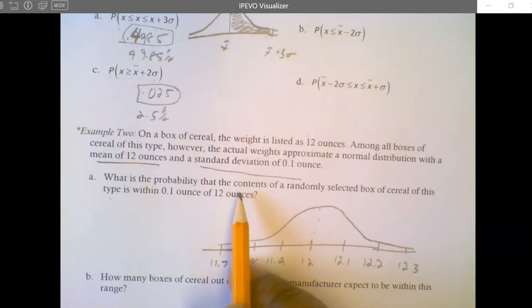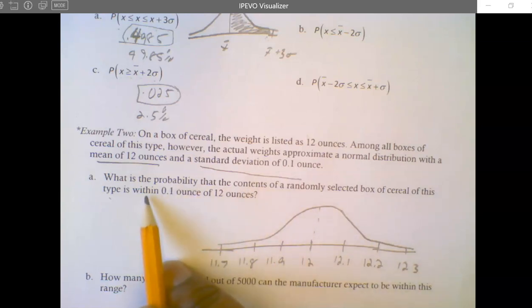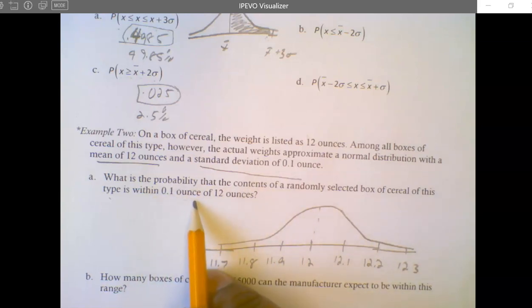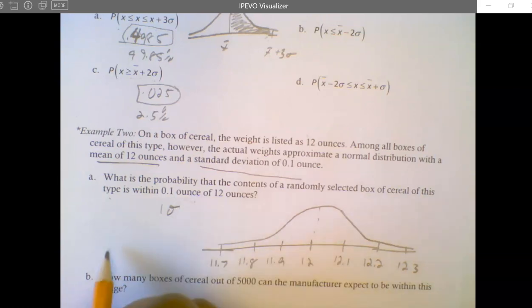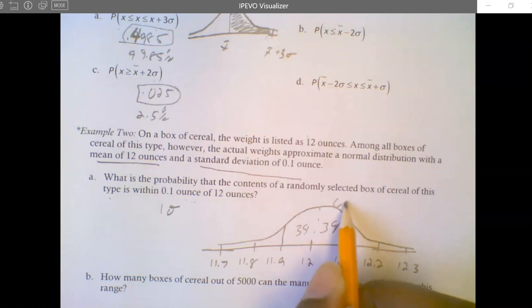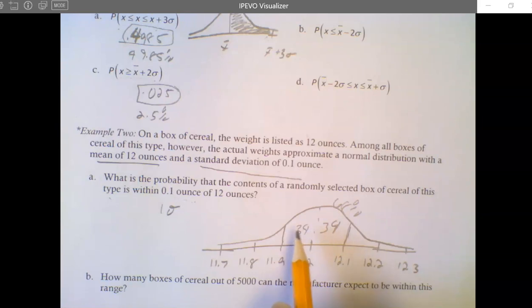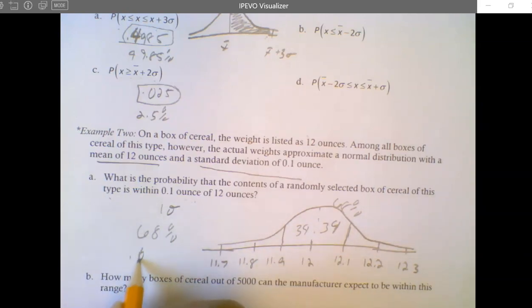It says, what is the probability that the contents of a randomly selected box of cereal of this type is within 0.1 ounces of 12 ounces? So it's basically within 1 standard deviation. That's what the standard deviation is. So this is 0.1 ounce on the left, and this is 0.1 ounce on the right. If you remember, it's 34% here and 34% here. So it gives you a 68% chance of selecting the cereal that is within 0.1 ounce of 12 ounces. So you can call it 68%, or as a decimal it's 0.68.